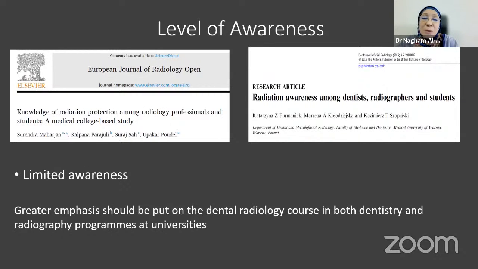Now, for awareness about radiation associated with medical imaging, previous studies concluded that radiation awareness among those groups, dentists, radiographers, students, radiology residents, radiography students, and medical students is inadequate, and that they have limited awareness about radiation protection. Those studies recommended greater emphasis should be put on the dental radiology course on both dentistry and radiography programs at the university. So we need to increase awareness.